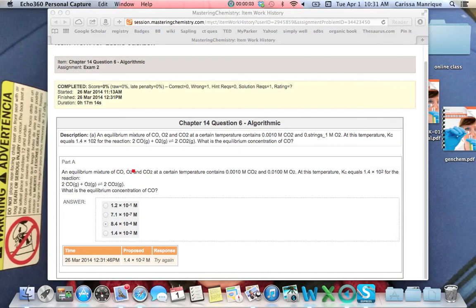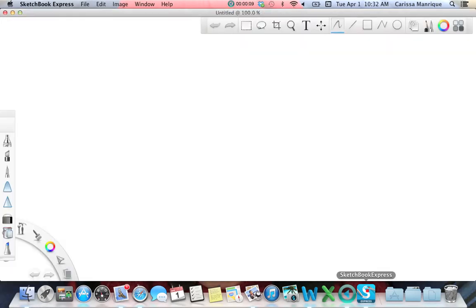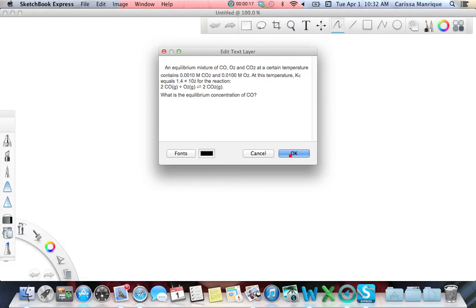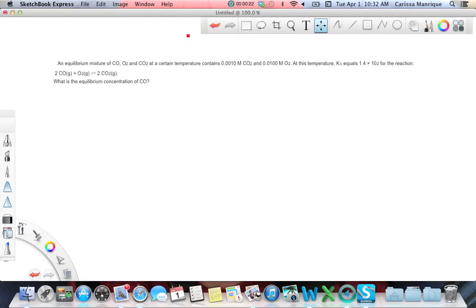Okay, I'm going to work out this question here for you. It's the first one you had trouble with. Let me copy and paste this into here. Okay, so this one here, they want you to find an equilibrium value.